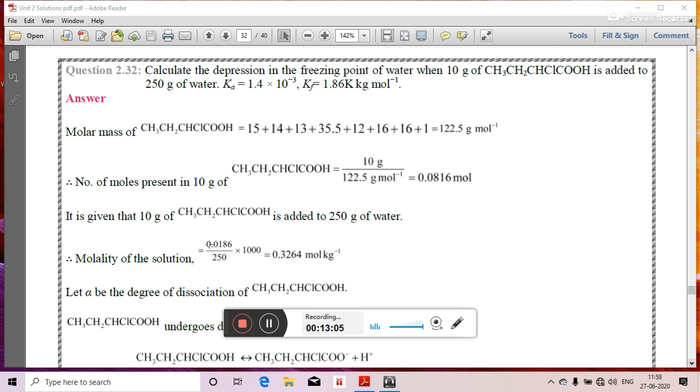Now we have to find out the molality. So molality is equal to the number of moles of solute, that is 0.0816, divided by the mass of solvent in gram, that is 250, multiplied by 1000. So that is equal to 0.3264 mole per kg.